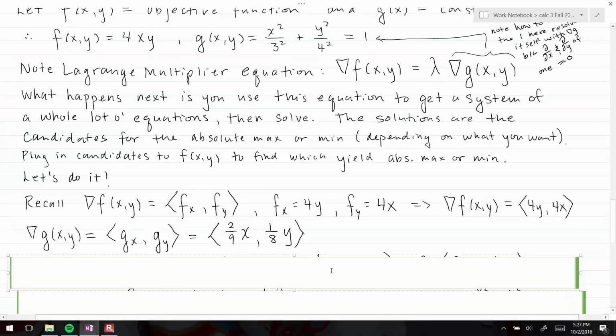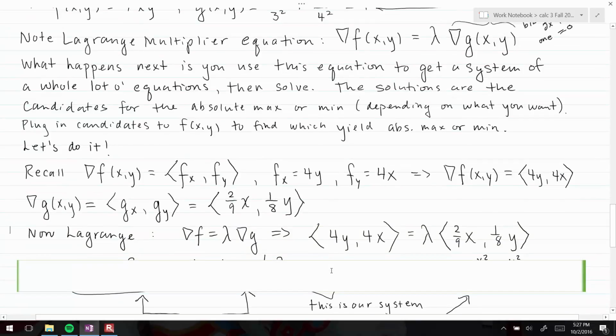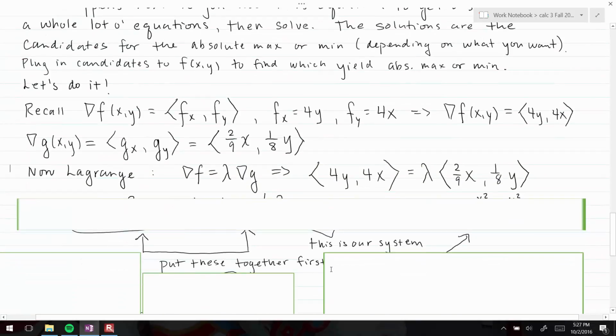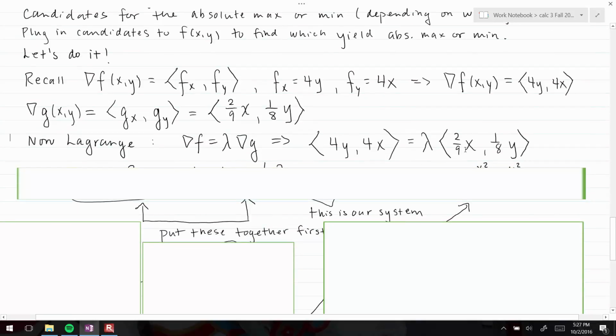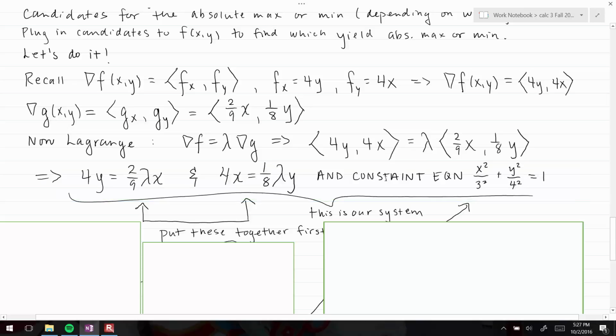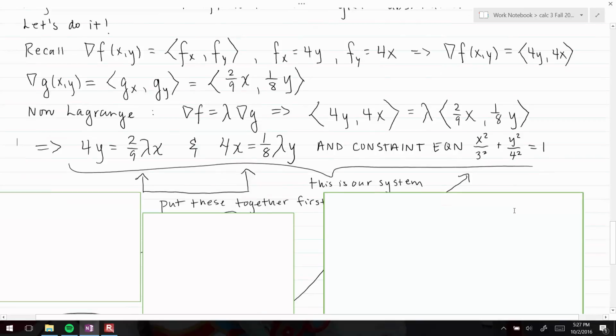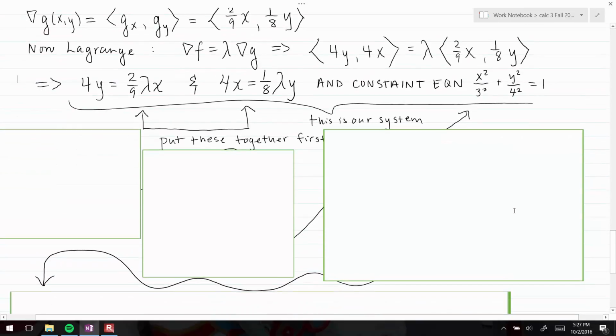So now we can set up our Lagrange equation, and notice if we look at it component by component, like parametric style, then we get 2 equations. So they have x and y in them and lambda. And then here we have also the constraint equation. Overall, these are the system of equations that we're trying to solve.